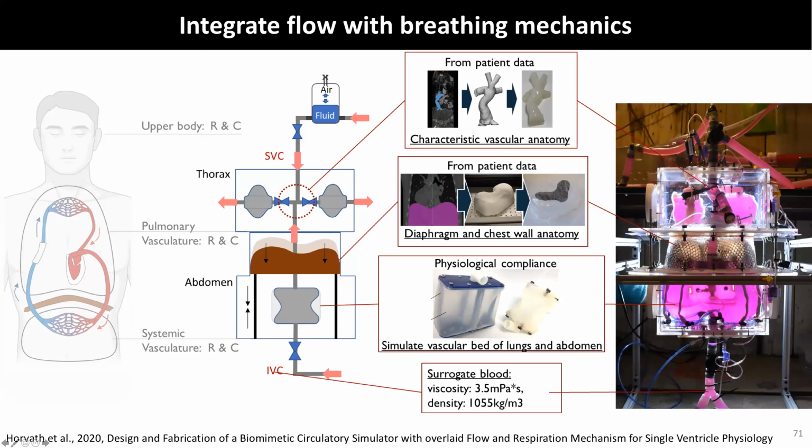And then we can put a flow loop through this entire system, and the flow is now subjected to the thoracic and abdominal pressures. We can then simulate the vascular beds of the lungs and of the abdomen, and we can perfuse with a fluid with the viscosity and density matching blood.